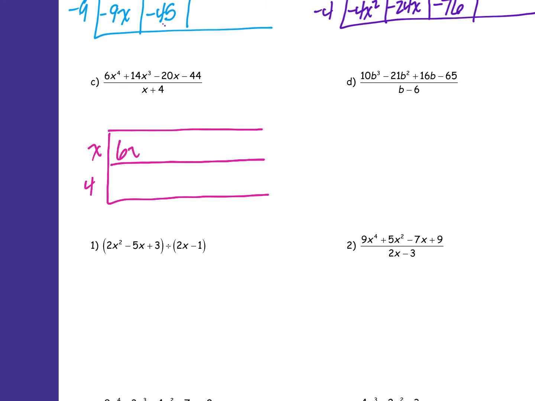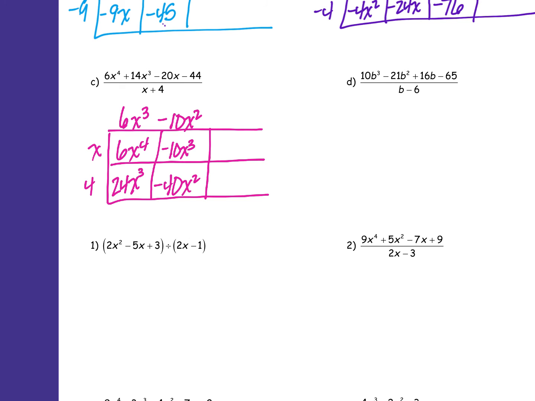We've got 6x to the 4th. So I'm multiplying by 6x cubed. And 6 times 4 is 24x. And what do I add to 24x? Oh, that would be cubed. Sorry, 24x cubed. And what do I add to 24x cubed to get 14x cubed? Negative 10x cubed. So that's negative 10x squared times 4 is negative 40x squared.